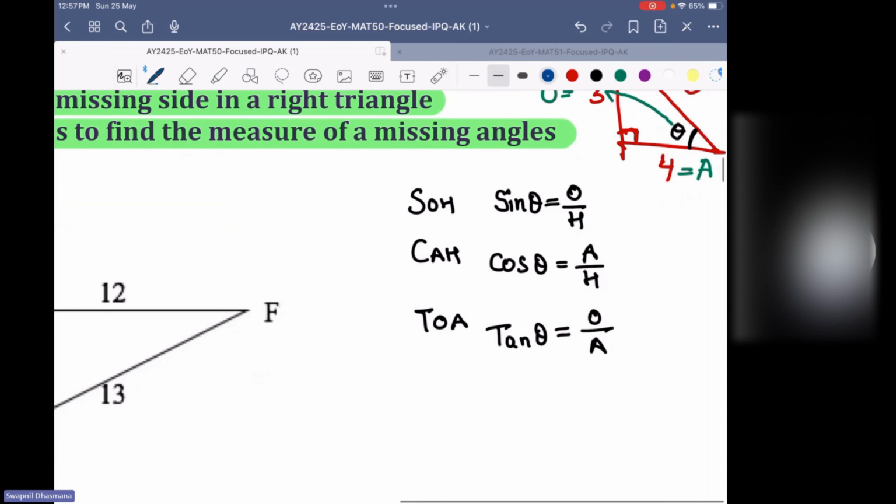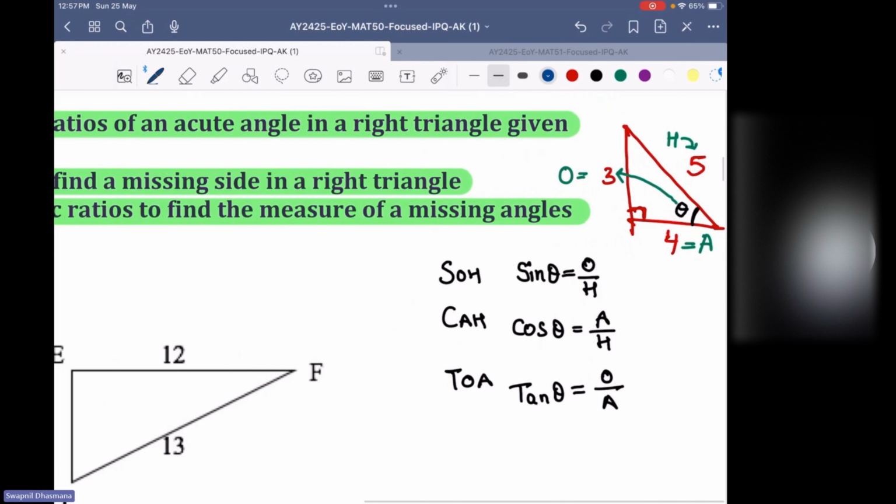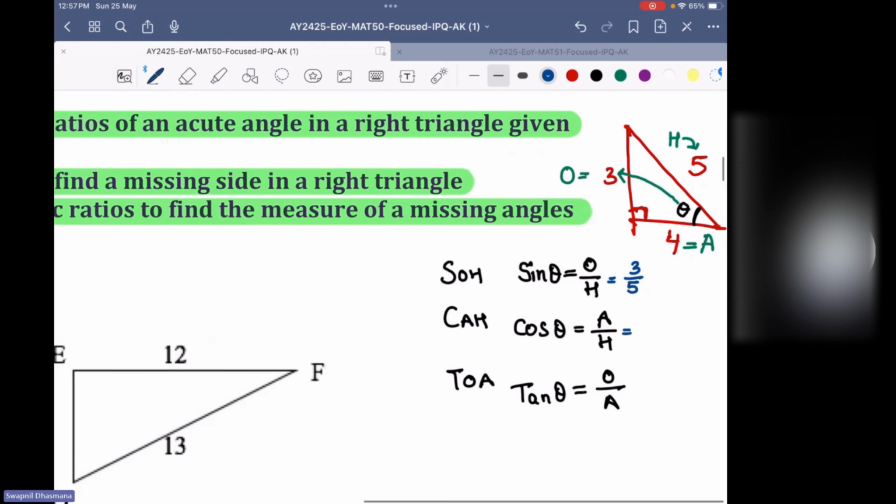So all you have to do is substitute the values to find these answers. Sine is O over H: O is 3, H is 5. Cosine is A over H: A is 4, H is 5. And tan is O over A, so you will get 3 over 4.